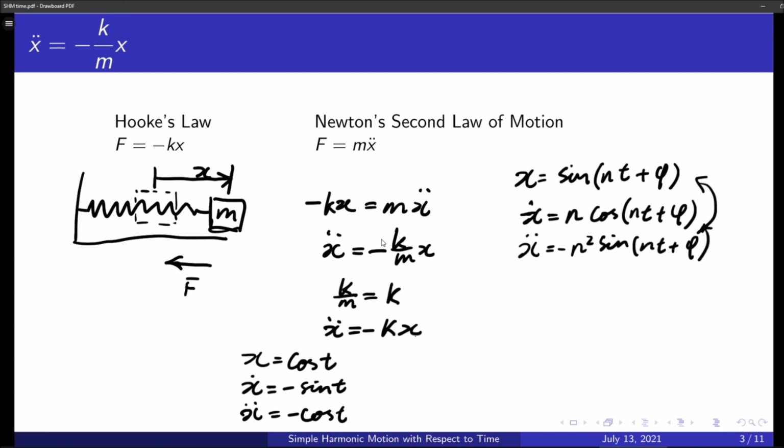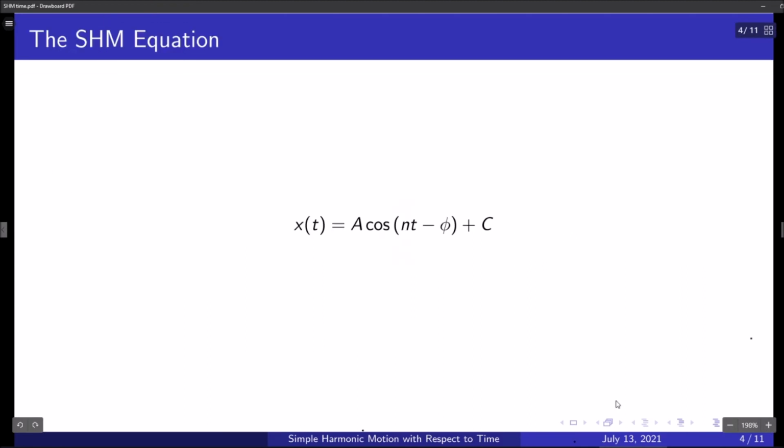So that's the gist of the solutions to a differential equation like this. Sinusoidal, that's where the simple harmonic motion equations we'll look at come from. Now let's have a look at this equation in some detail. I'm sure most of you are familiar with the kind of transformations being applied here.